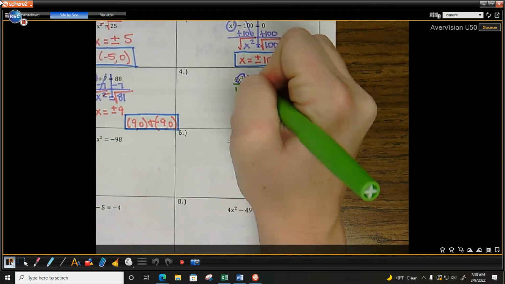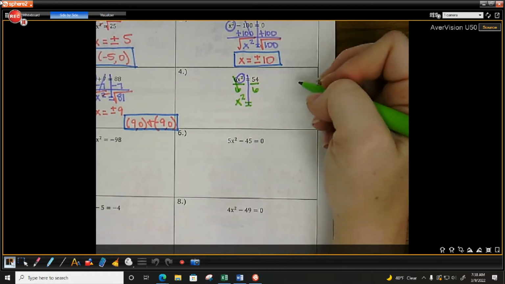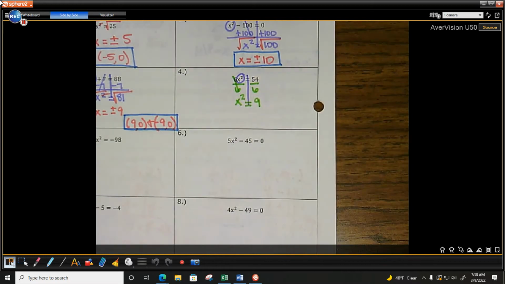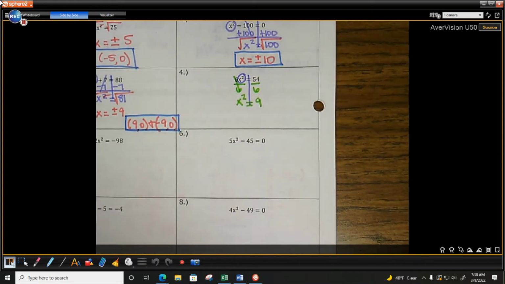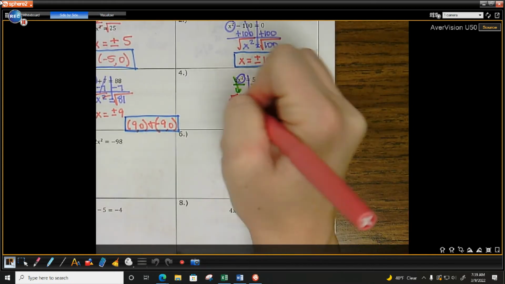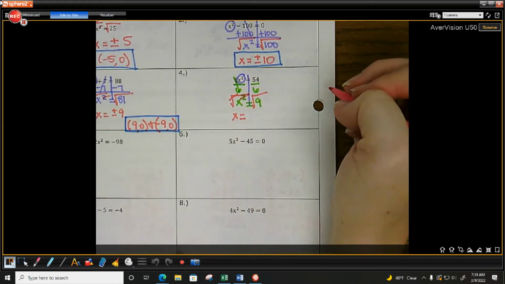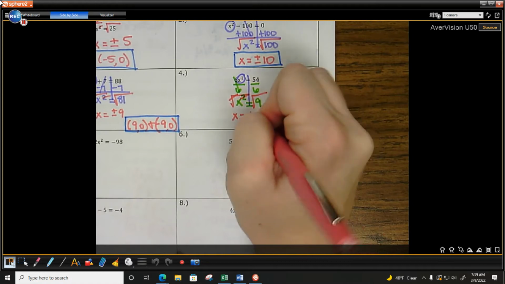So what am I going to do to get the 6 away from that x squared? Divide both sides by 6. So then I get x squared equals 9. Remember, you divide by coefficients, you add and subtract constants. Okay, is x squared now by itself? What do I do? Square root both sides. Squaring and square rooting undo each other, so I get x equals plus minus 3.